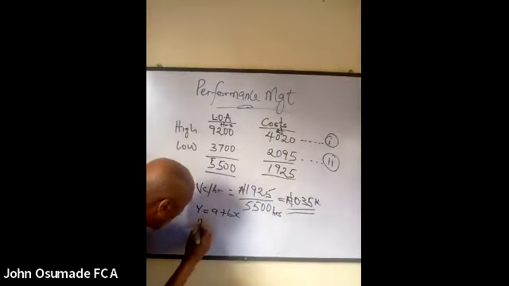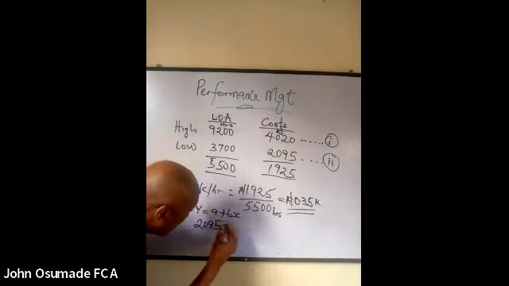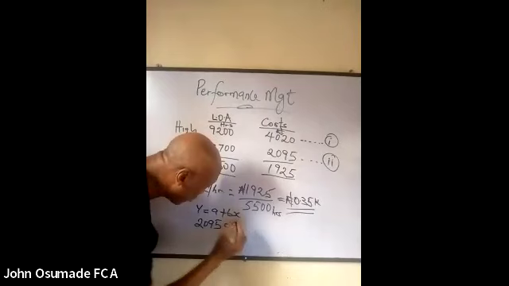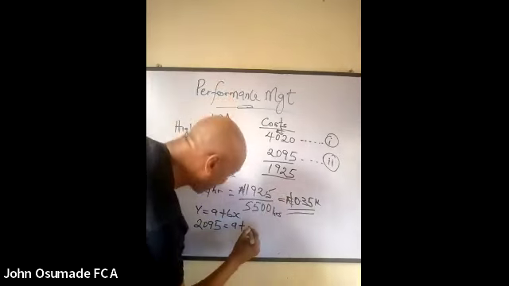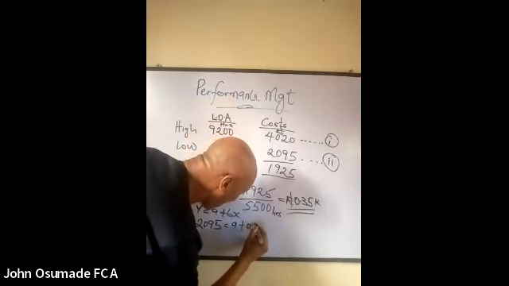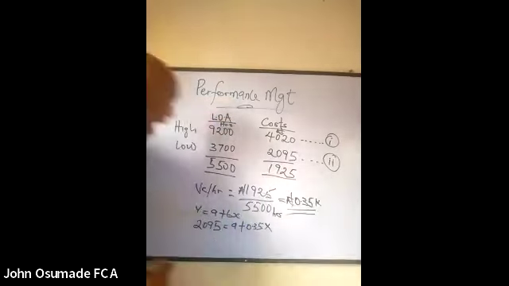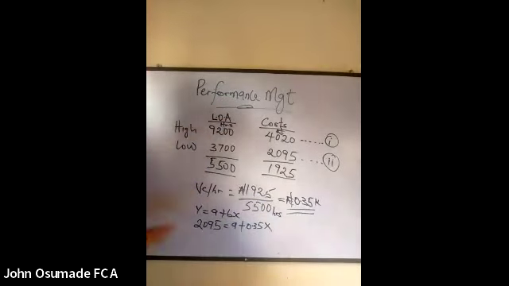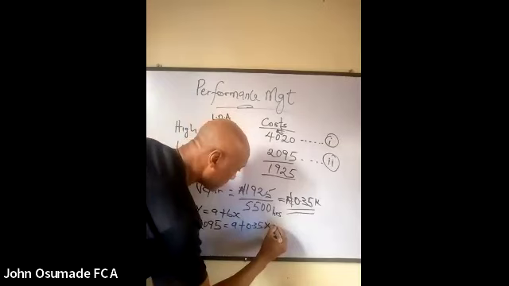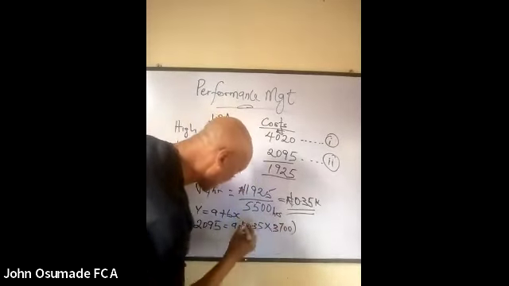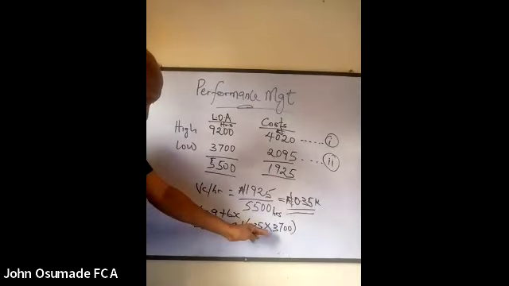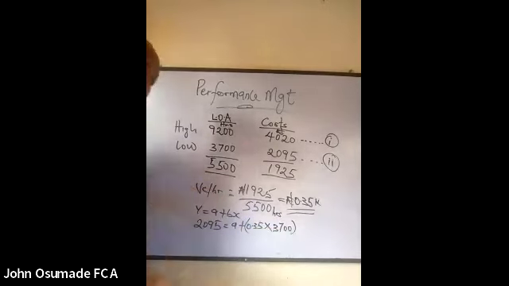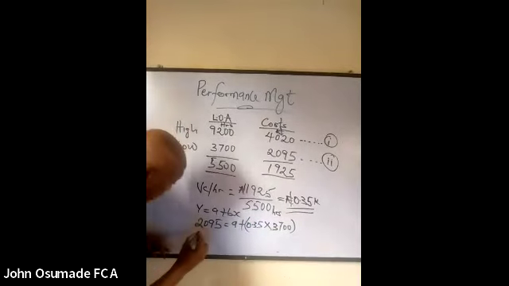What is Y? Y is 2,095, equals A. We don't know A, we are looking for A, plus B. What is B? B is 35 kobo, 0.35, times X. X is the level of activity. Remember my graph. X is 3,700. I put it in brackets. Now, what is 0.35 times 3,700?